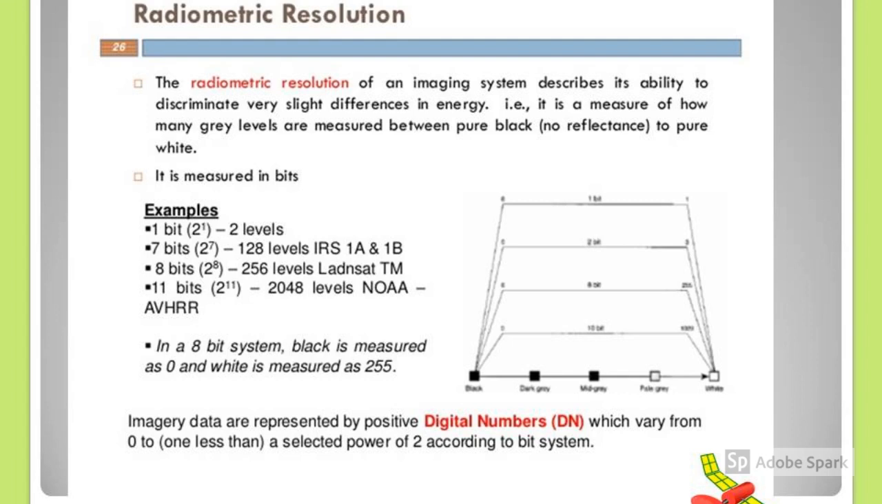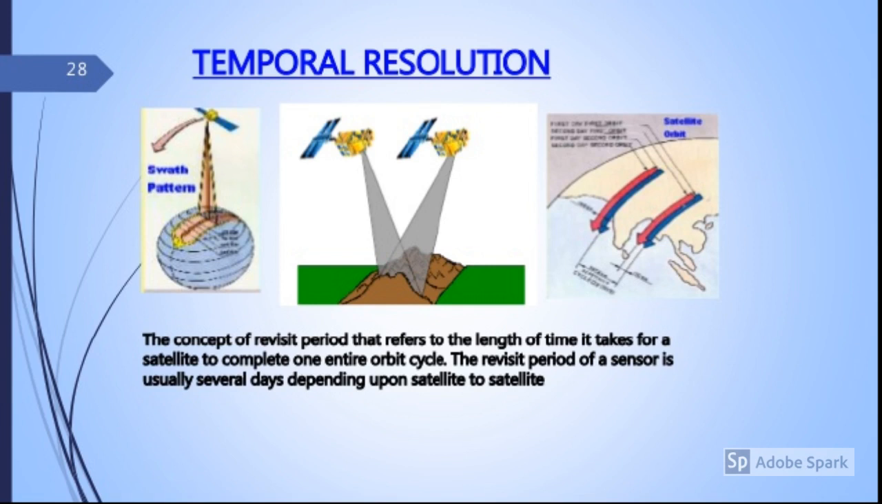Radiometric resolution describes the ability of a sensor to discriminate very slight differences in energy. The finer the radiometric resolution of a sensor, the more sensitive it is to detect small differences in reflected or emitted energy. Temporal resolution. The ability to collect imagery of the same area of the Earth's surface at different periods of time is one of the most important elements of remote sensing. Temporal resolution is also called the repetitive cycle, which is the capability of the satellite to record the same area at the same viewing angle at different periods of time.